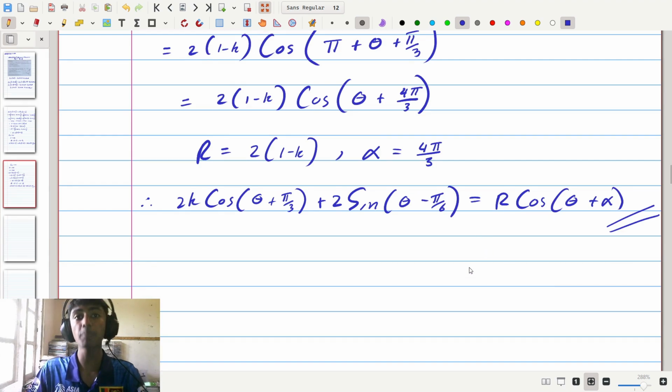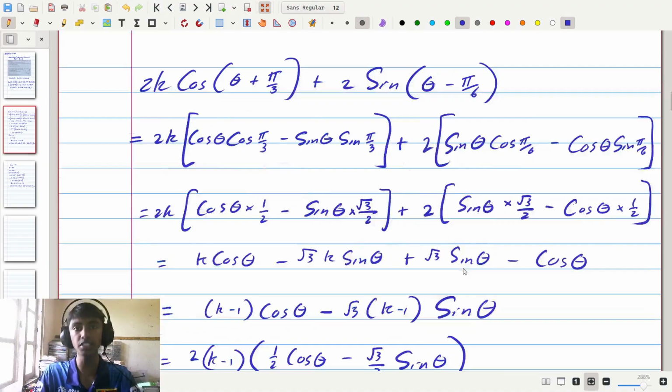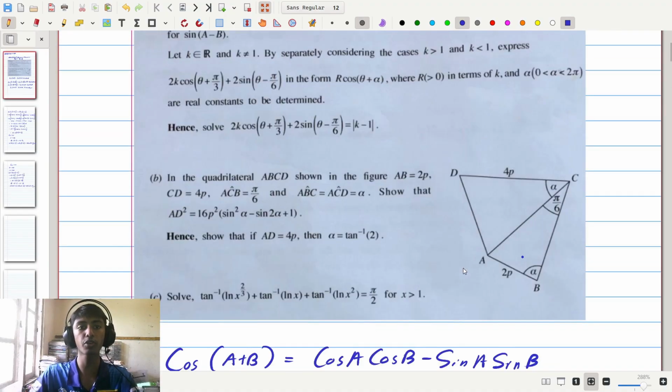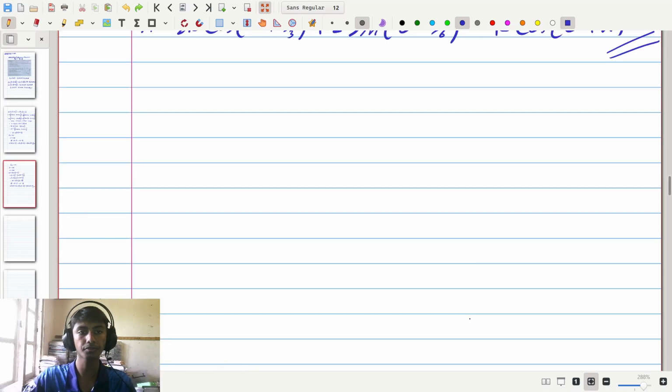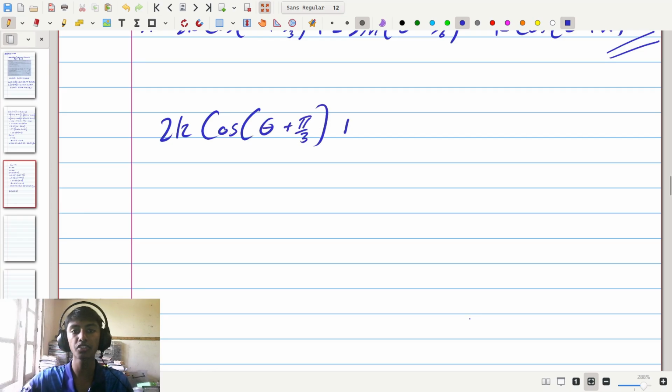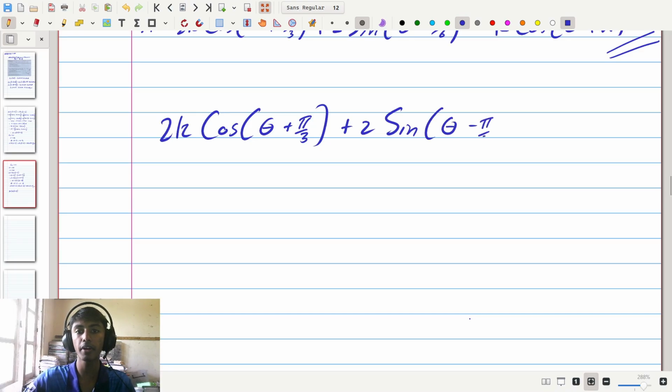So now for the last part of the question, we need to hence solve 2k times the cosine of theta plus pi by 3 plus 2 times the sine of theta minus pi by 6 equal to the modulus of k minus 1. So considering this, if we go down and write this, we need to solve for 2k cosine of theta plus pi by 3 plus 2 times the sine of theta minus pi by 6 equal to the modulus of k minus 1.